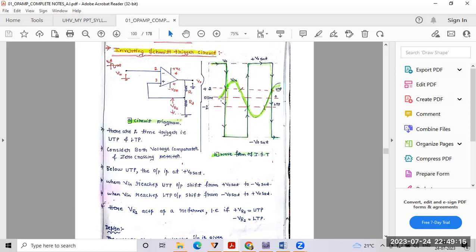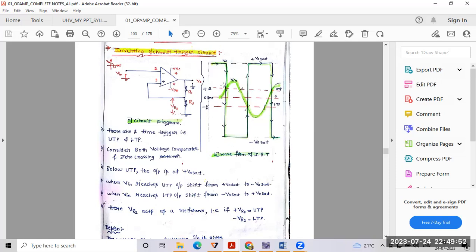Very simple. First, you need to draw one sine wave from 0 to 360 degrees. Then mark a dotted line at the 0 line, and then the positive reference, which is UTP, and the negative reference, which is LTP. Then you need to mark a rectangular waveform that intersects with the input at UTP. Then come left, draw here, and this is LTP. You can stop here only, or you can rise from negative to positive.